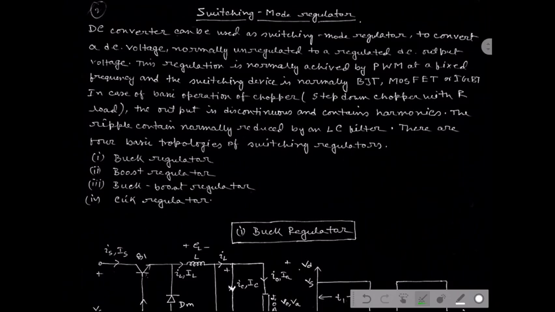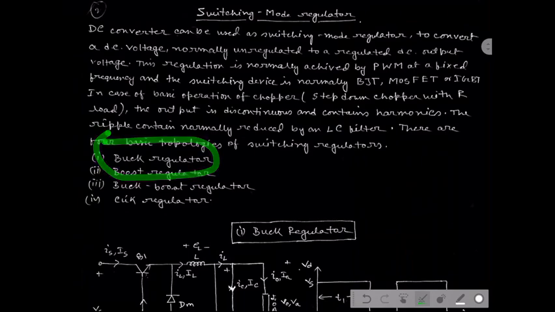In the basic operation of the chopper, the step down chopper with R load, the output voltage is discontinuous and it contains a huge amount of harmonics. This ripple content is normally reduced by the LC filter. There are four basic topologies normally used for switching regulator, that is buck regulator, boost regulator, buck boost regulator and Cuk regulator. Today we are going to describe the topic on buck regulator.